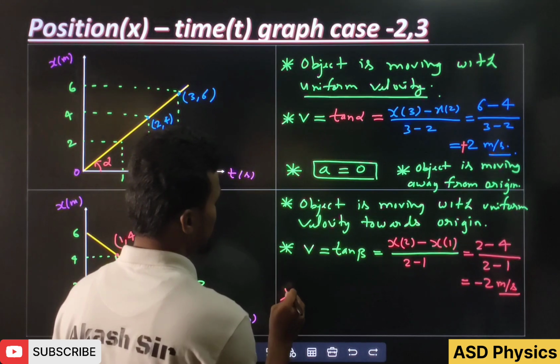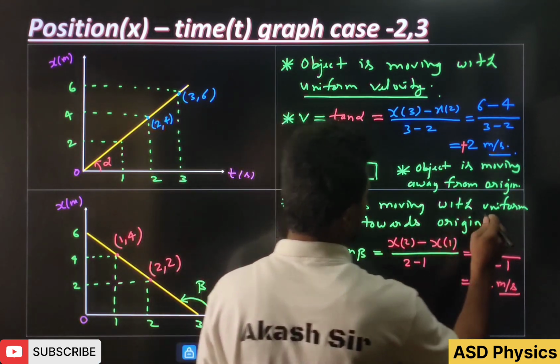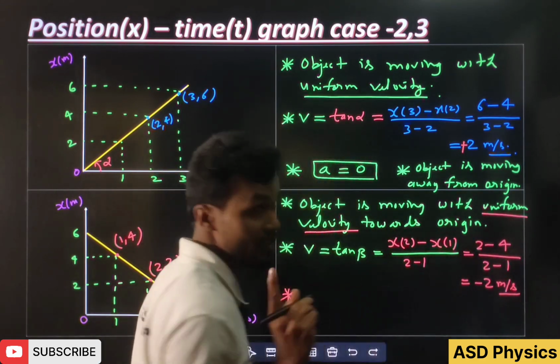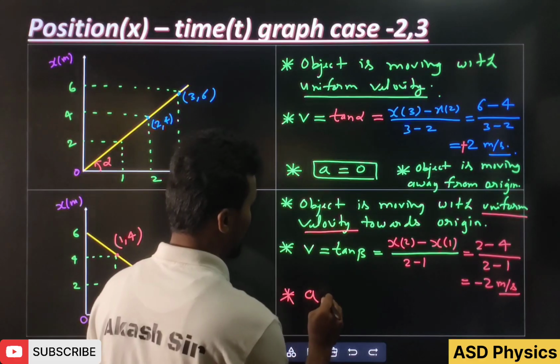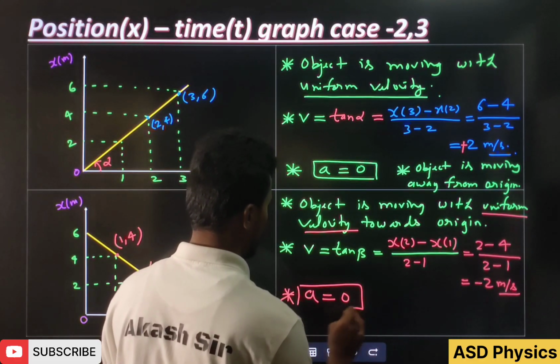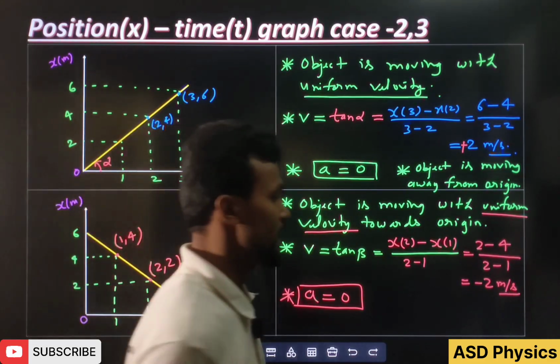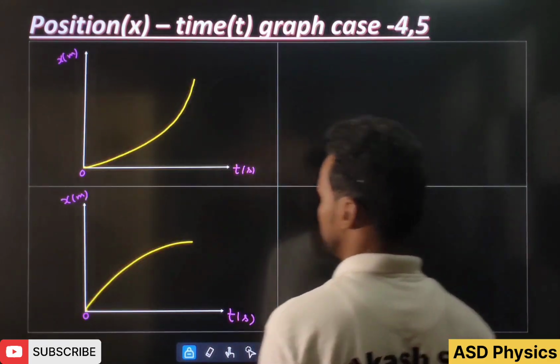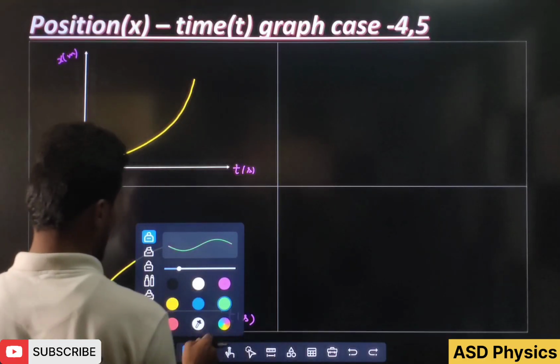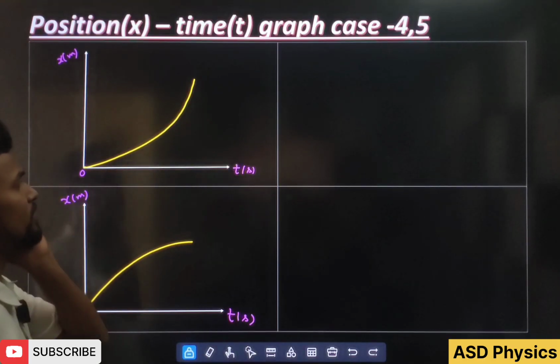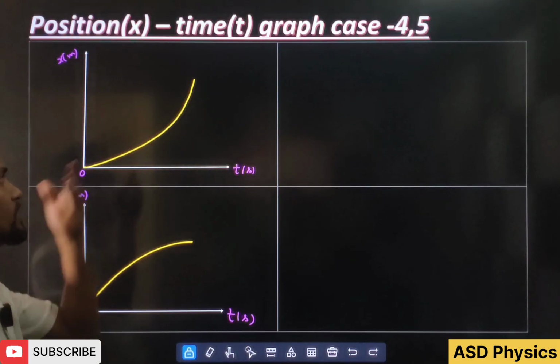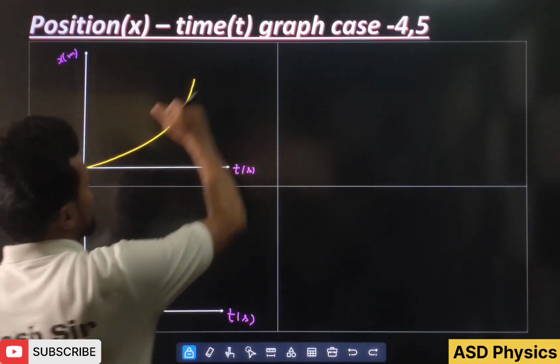And students, which kind of velocity is there? You know very well, uniform velocity. That means acceleration will be 0 here. Remember that. See how beautifully we have seen case 2 and case 3. Great. Now, if we go to the next one, suppose an x versus t graph is given which is a parabola in nature, like this.